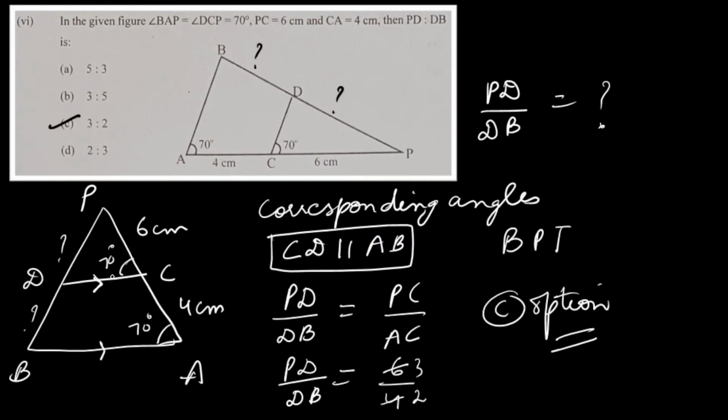Whenever a parallel line comes, BPT should come to your mind immediately. BPT means the ratio of the parts: PD is to DB is equal to PC is to AC. That you have to use. I hope this question is clear. If anyone has any doubt, you can just let me know. Anyone, any doubt? Okay, yes, option C. Let's do the next question.